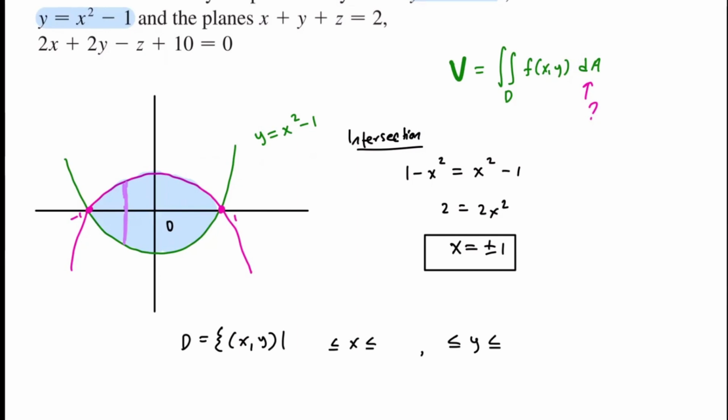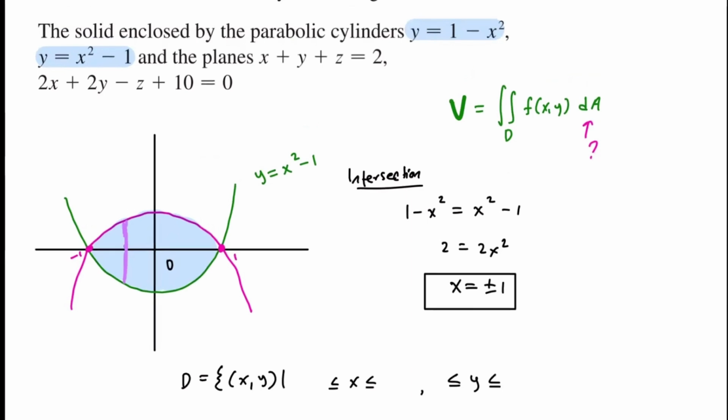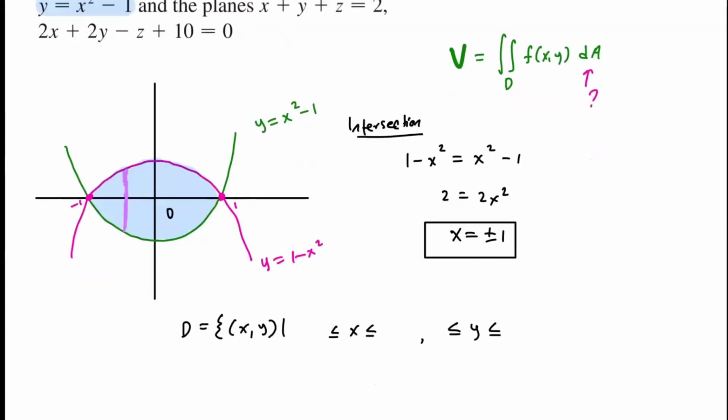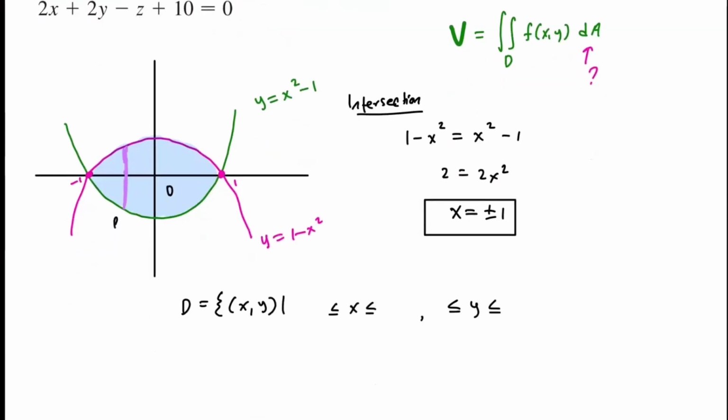So the bottom function is the parabola that's facing up. So the one in pink, that is y equals 1 minus x squared. That's this one. So our bottom function is this one, and this is the top function. So our bound on y would be, to the bottom, we said is the parabola facing up. So we will have x squared minus 1. And the top function is the one in pink. That's 1 minus x squared.